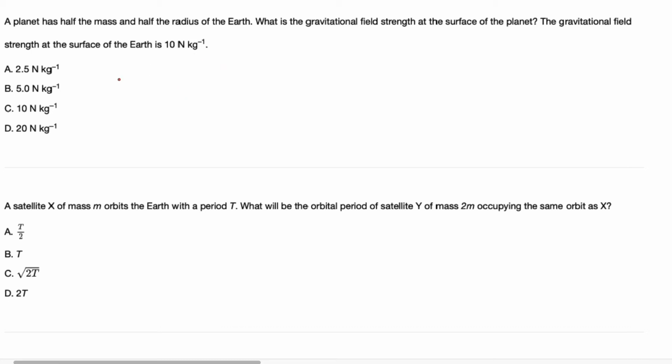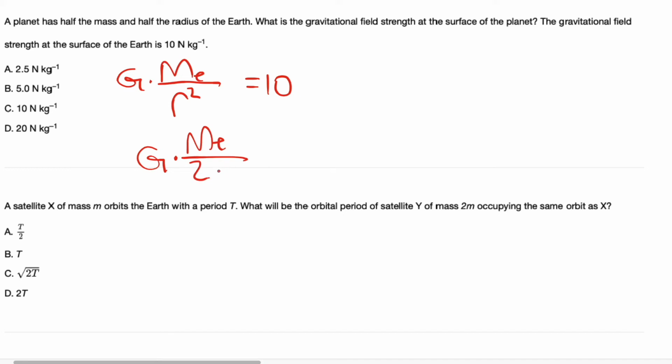So gravitational field strength at Earth is equal to G constant multiplied by mass of Earth divided by radius squared, and this is equal to 10. And the planet has half the mass and half the radius, so it's going to be equal to G times mass of Earth divided by 2, multiplied by their radius divided by 2, and I need to square the radius here.